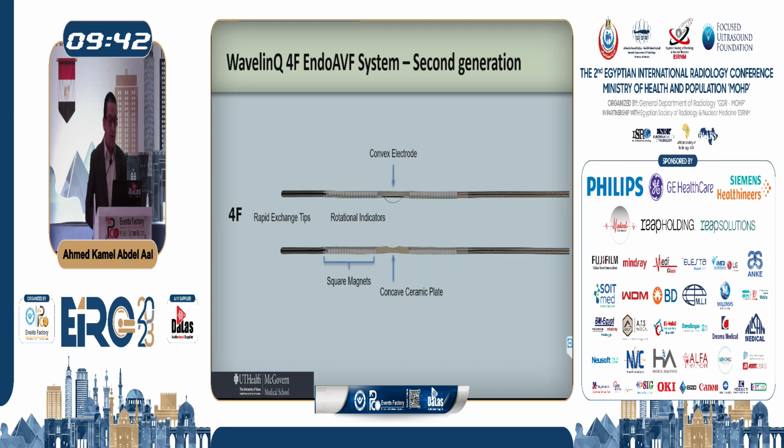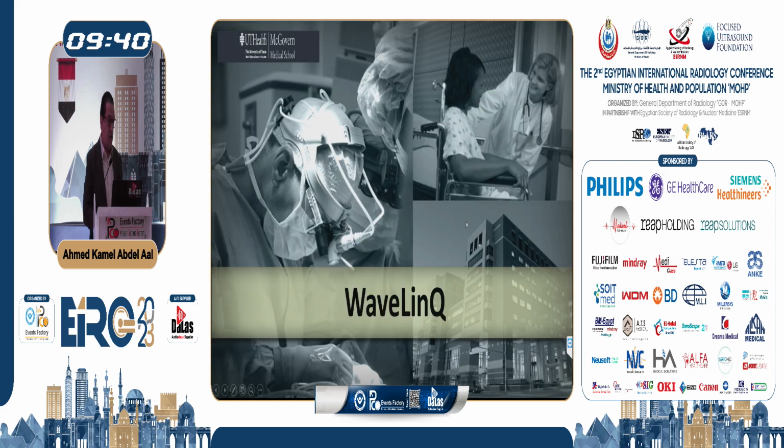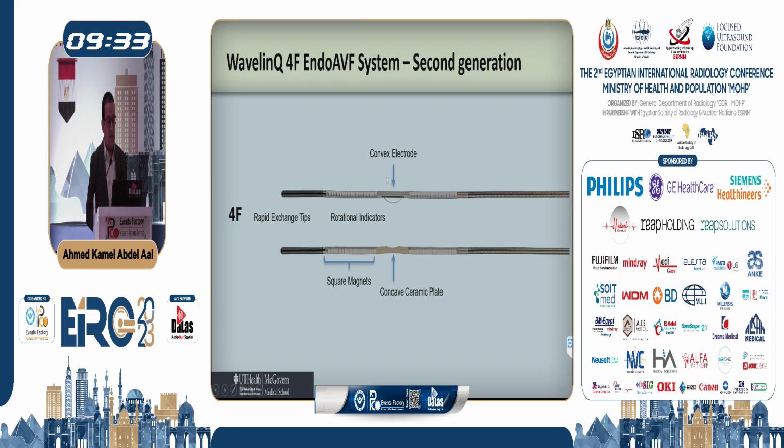The procedure is very simple. There are two FDA-approved devices so far. The first one is the Wavelink, and the Wavelink is basically two catheters. One will be in the vein and the other will be in the artery. The one in the vein will have this electrode, while the one in the artery will have this backstop or ceramic plate. And these are sets of magnets here that help approximate the artery with the vein.